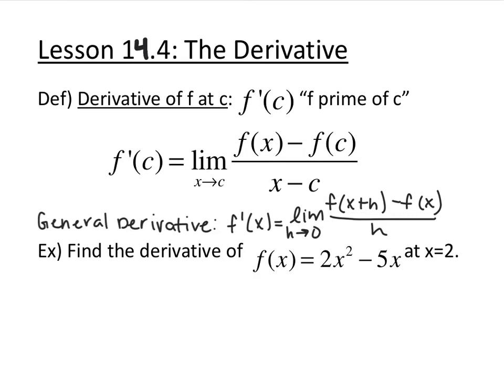The benefit of that is if you ever needed to find the derivative of the same function at multiple points, you don't have to do the difference quotient multiple times. So go ahead and pause the video and use one of these two difference quotients to find the derivative of 2x squared minus 5x at x equals 2.